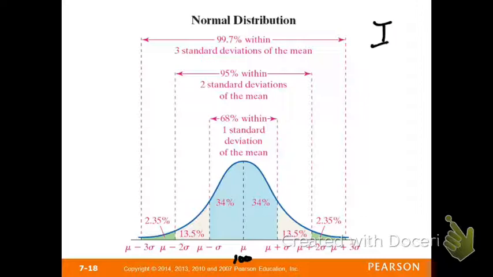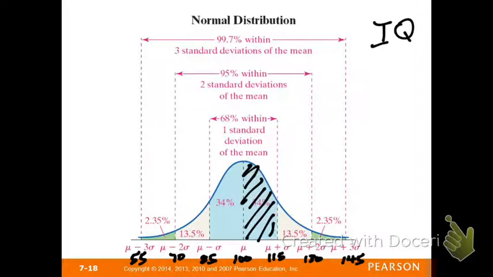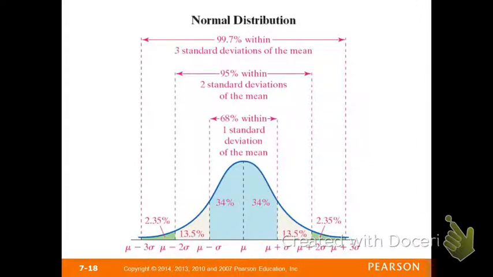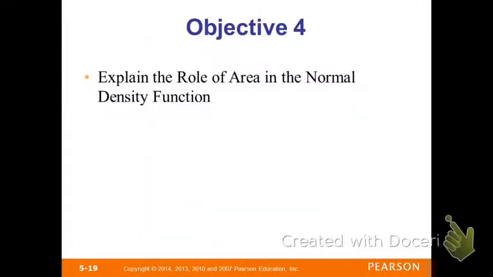If this was IQ, standard deviation is 15, so this is 115, this is 130, this is 145, and this would be 85, 70, 55. Right, so 34% of the population has an IQ between 100 and 115. So that's how we're going to use this graph, and we've done this before, so it's not going to be new. But we're going to put a little bit more meaning to it, or a little bit more technical language with it as well.